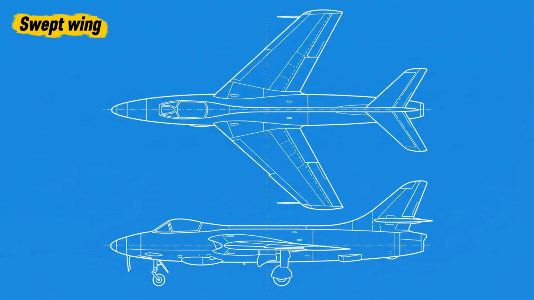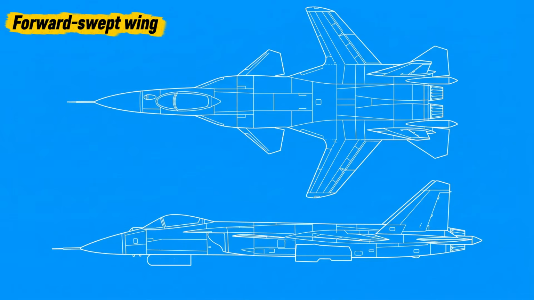The swept wing angles backward from the fuselage, reducing the airflow component acting directly across the wing and delaying compressibility effects at high speed. This makes it useful for fast aircraft, but it also reduces low-speed lift efficiency and can increase stall speed, requiring more careful takeoff and landing design.